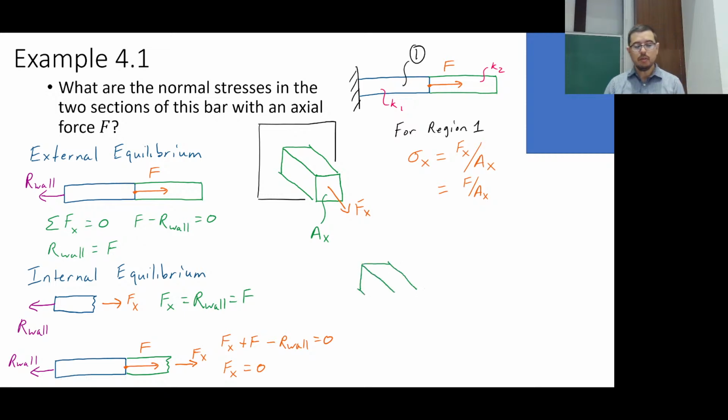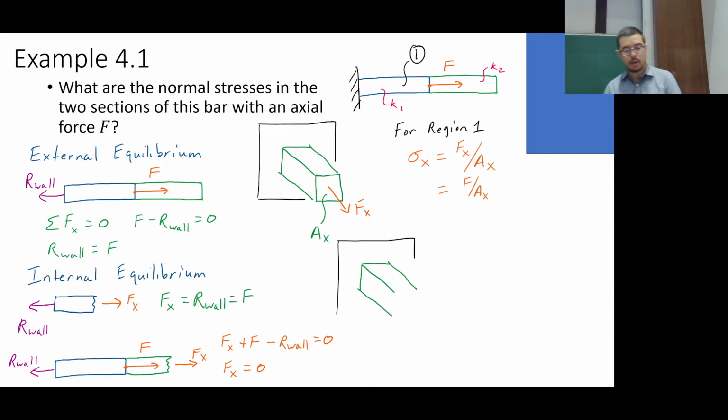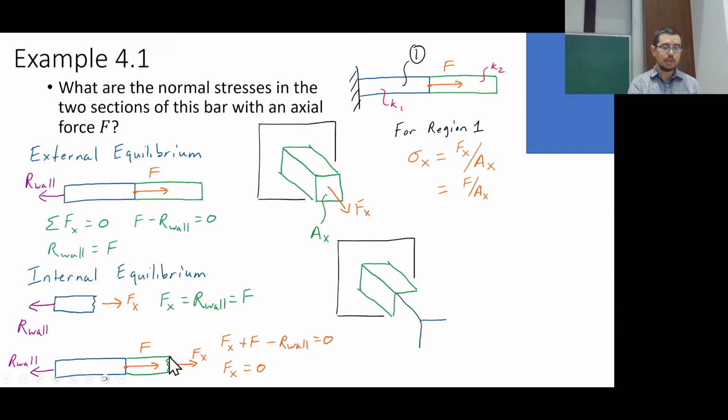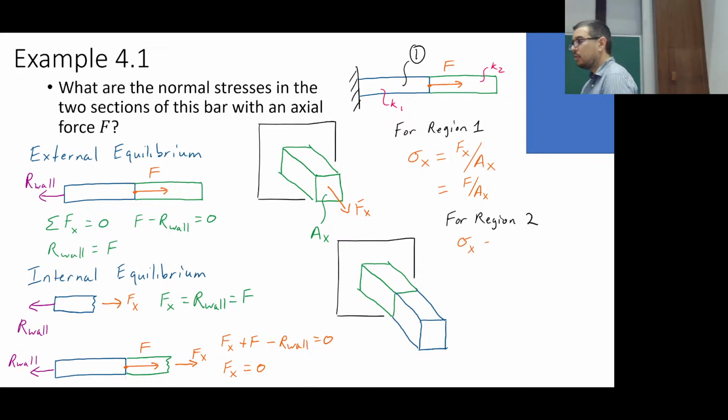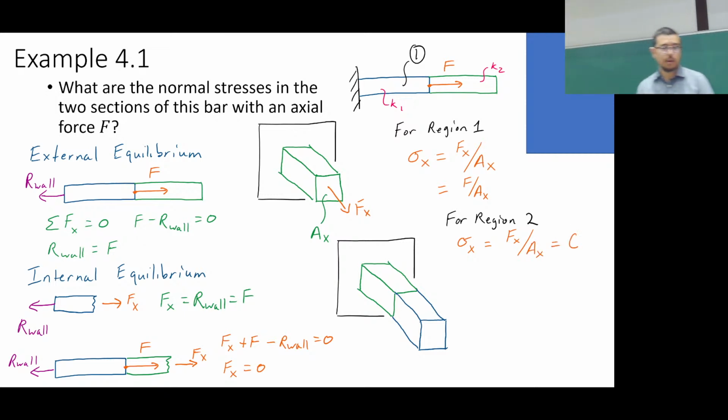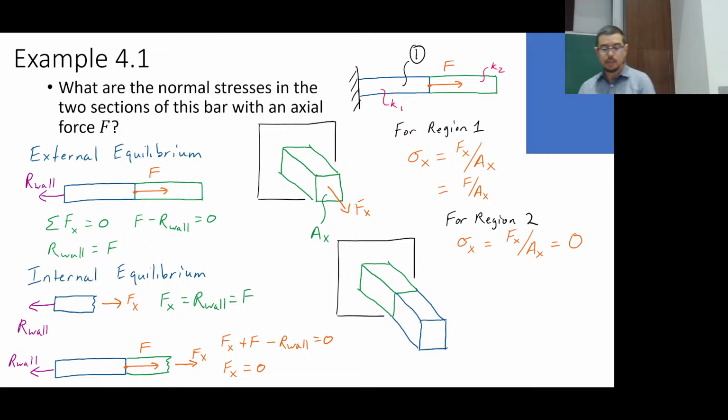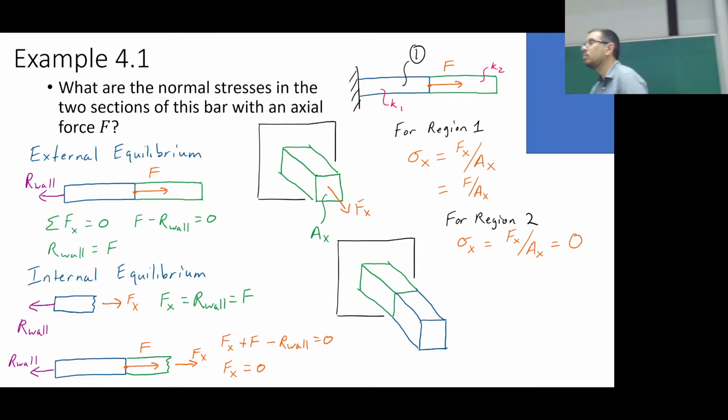For region 2, which we'll say is describing this, well, if Fx is equal to 0, then we'll just say that we have 0 divided by that area, so that would be sigma x equals 0, right? Nice and easy, simple, okay.